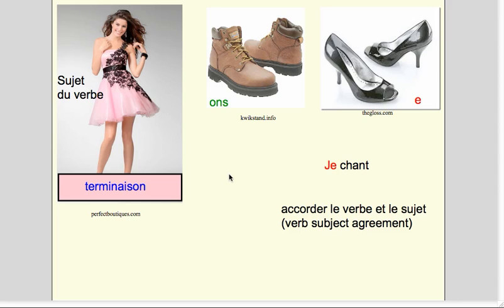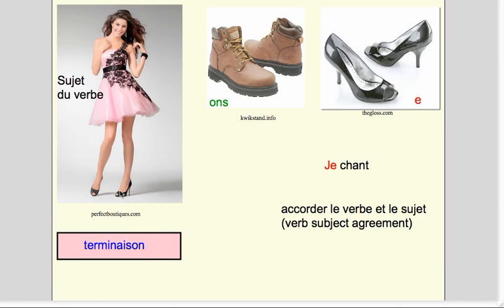So when you conjugate a verb in French and you have those endings, think of them as matching outfits. If you look at this pretty dress, and let's say you have a choice of two different types of shoes, I don't think these working shoes would make an excellent choice with that particular dress. I don't think it would look very pretty, would it? But these would look nice, right? So you see those black pumps look really nice with that dress.